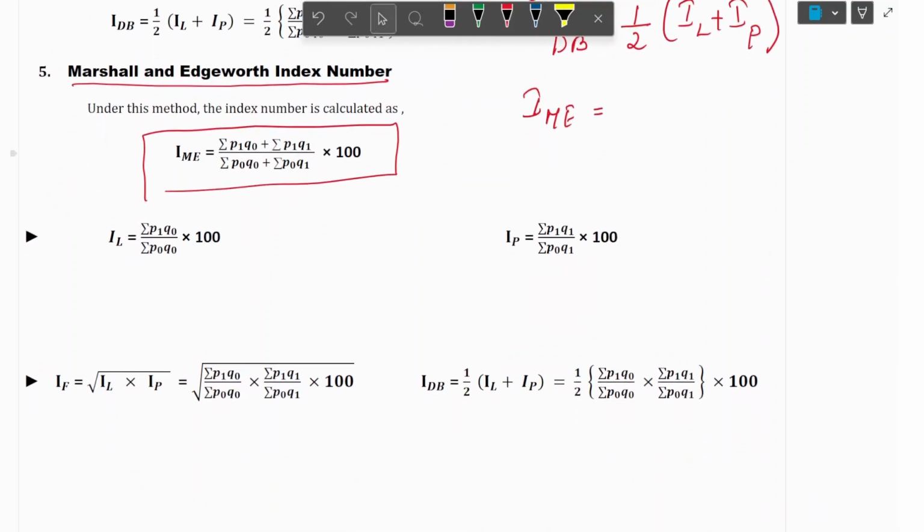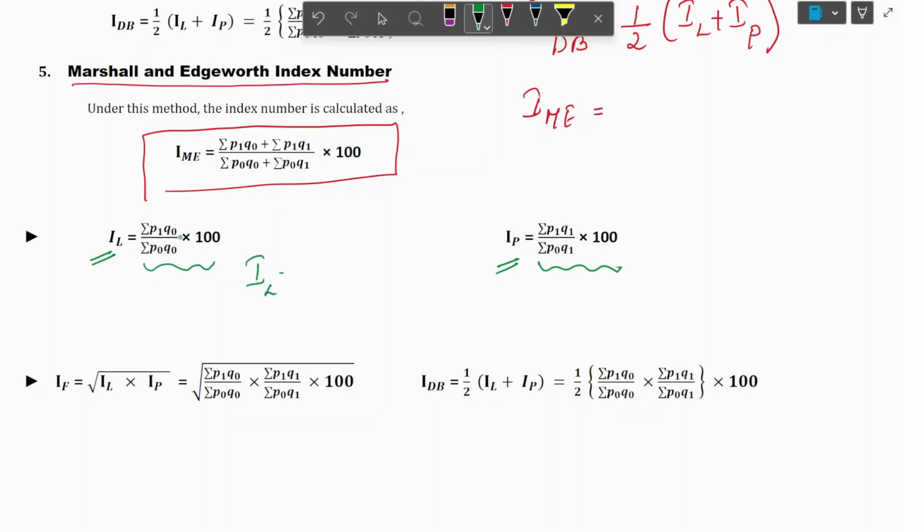Now, see, here we learned 5 formulas, right? What are the 5 formulas? First one, IL, then IP. IL means Laspeyres index number, IP means Paasche index number. If you learn these 2, then automatically you can write the next 3. Now here, I'll show you that. See here, what is the formula for IL?